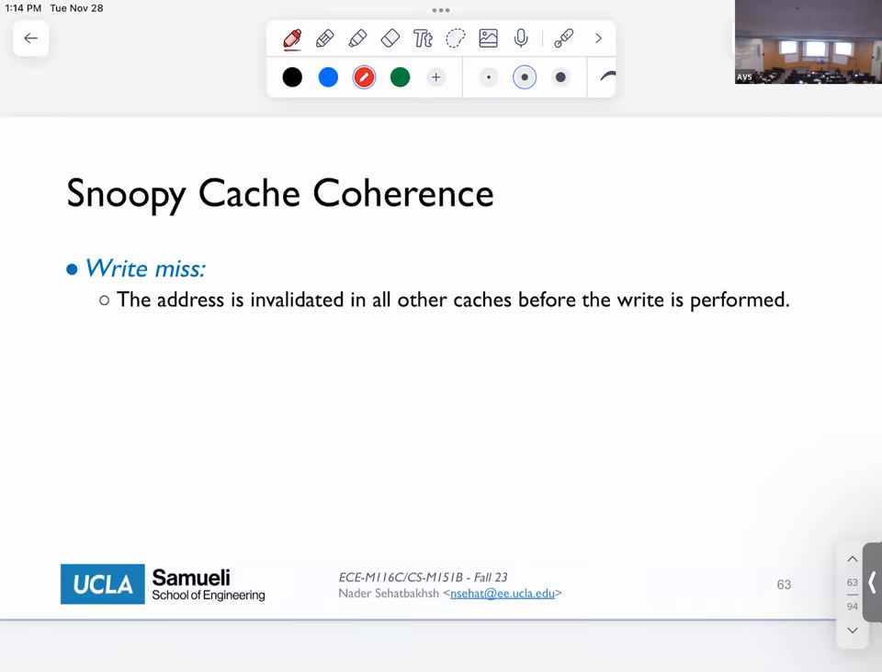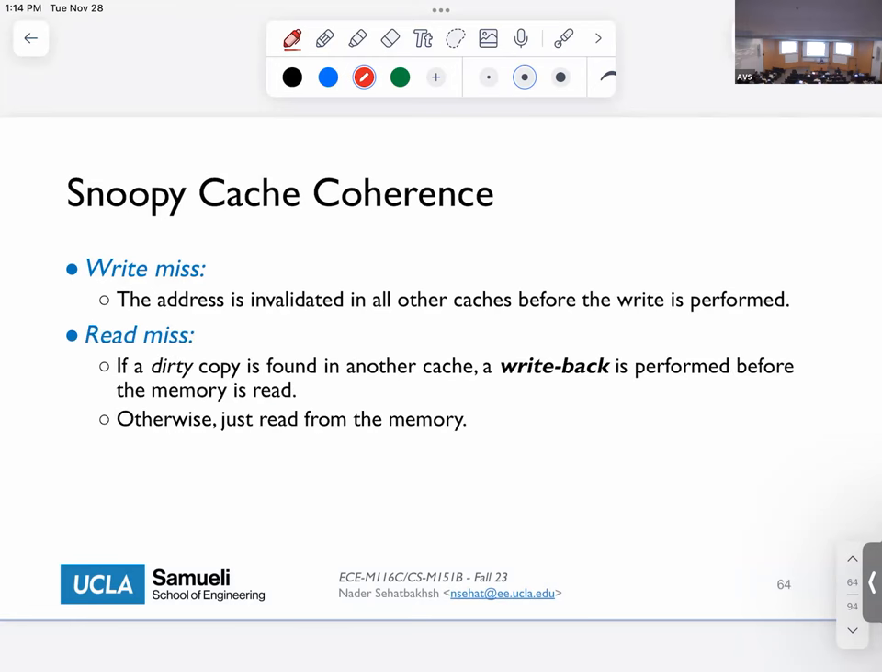So what are those states? Think about what will happen for a write and for a read, okay? Let's start with the write miss, okay? If the address is not in the cache and we want to perform a write, what should we do, okay? And then the next thing is, if the address is not in the cache and we want to read, what should we do, okay? And then there is also write hit and read hit, and we're going to talk about each one by one. So first of all, let's talk about write miss, okay?